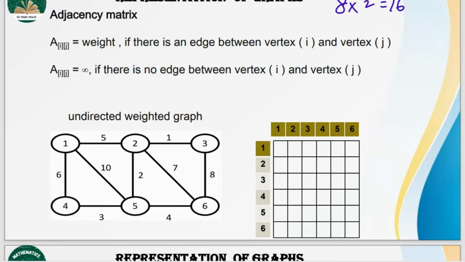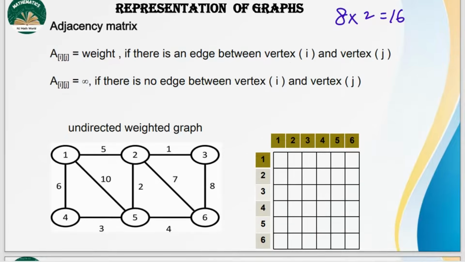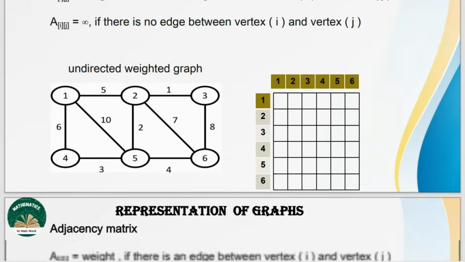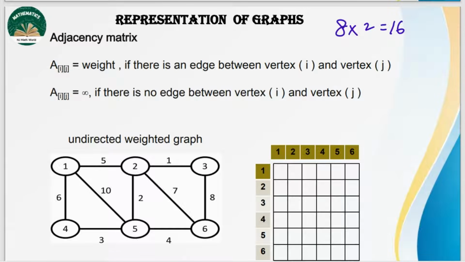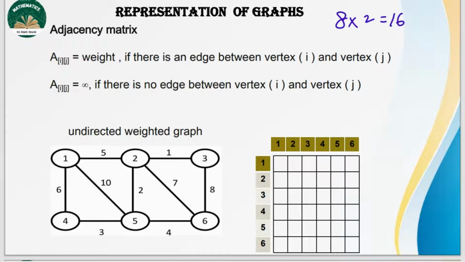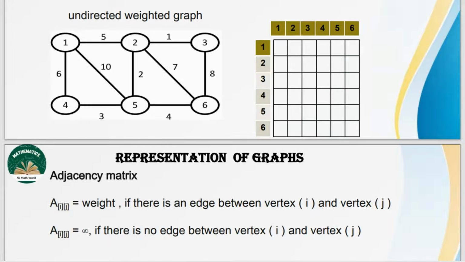Next, for this we will check the adjacency matrix with weight. Adjacency matrix with weight. In place of the number we should write the weight. So if it has a weight, the weight value is written in that place, and if it has no weight, it is written as infinity. Okay, so here we'll start.